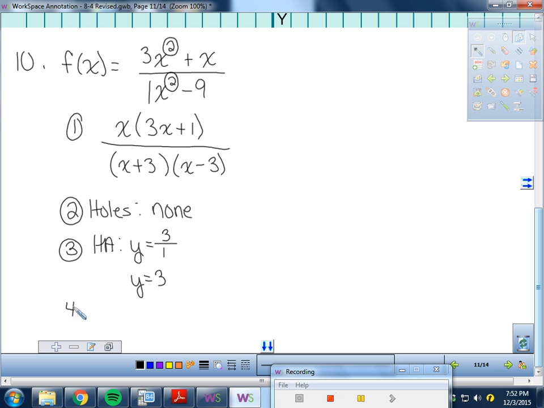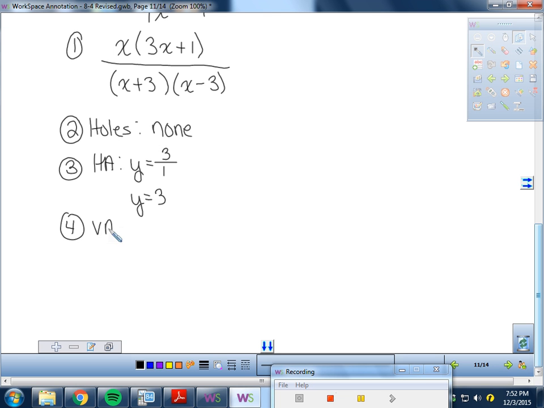Step 4, we're going to look at our vertical asymptotes. So I look at my bottom. I have 2 separate factors, so I'm going to set both of those equal to 0. I'll subtract 3, so I get x equals negative 3, and I will add 3, so I get x equals positive 3.